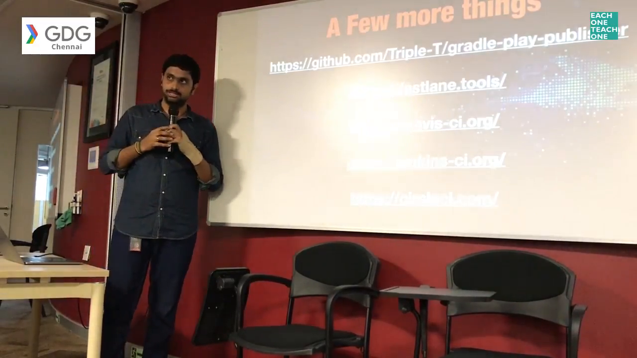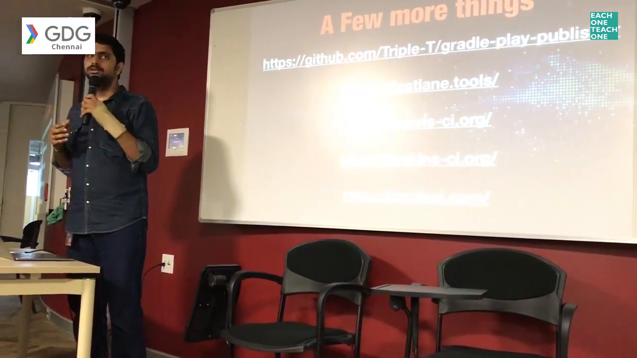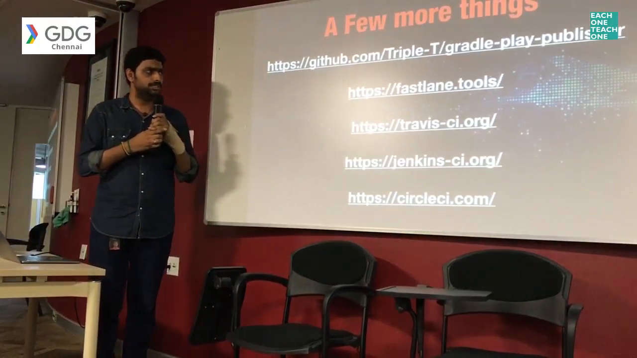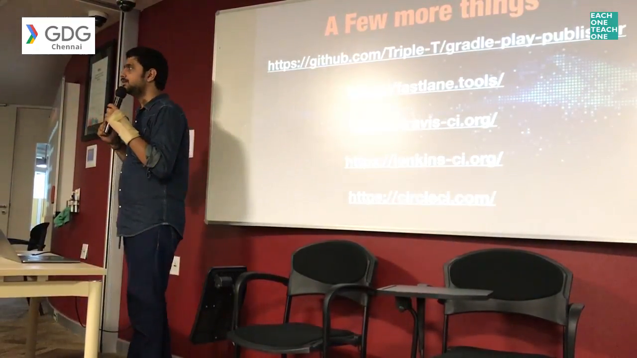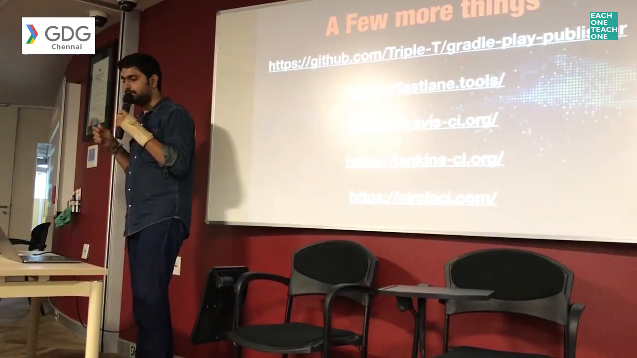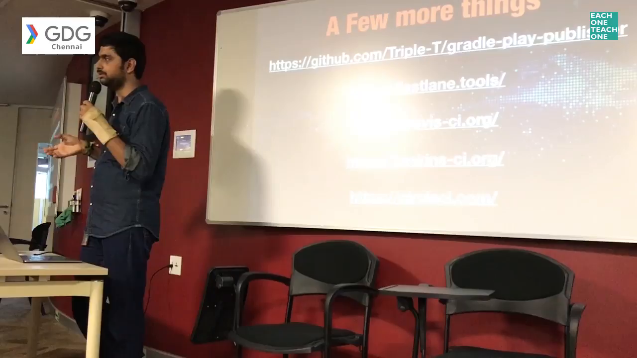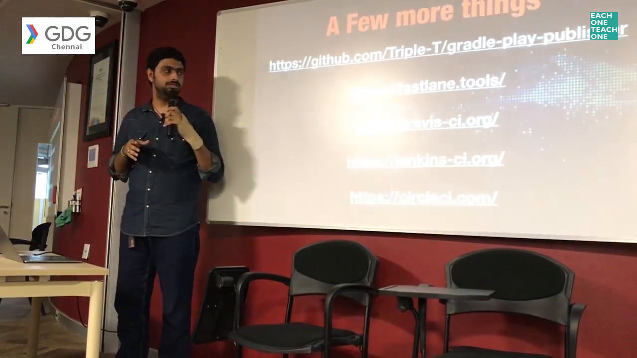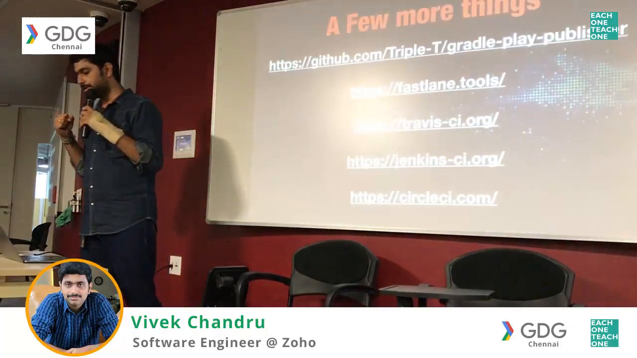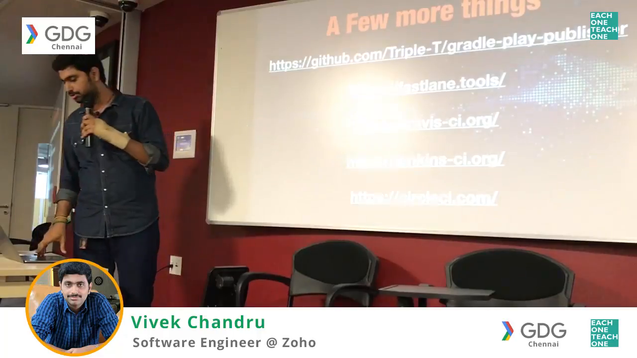So if you are stuck with GitHub and you cannot move to GitLab, there are other things that you can use, like Travis, Jenkins, or Circle CI. If I'm not wrong, they provide free usage for public repositories. So if your organization has private repositories, you have to pay for them. But Travis and Circle CI provide free CI/CD for public repositories.